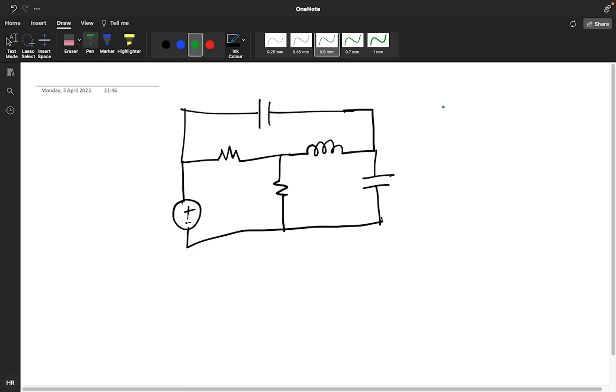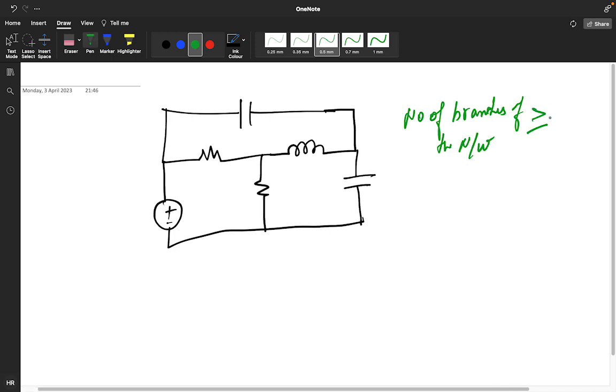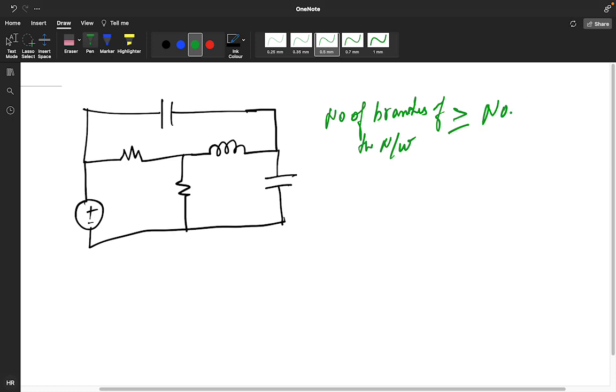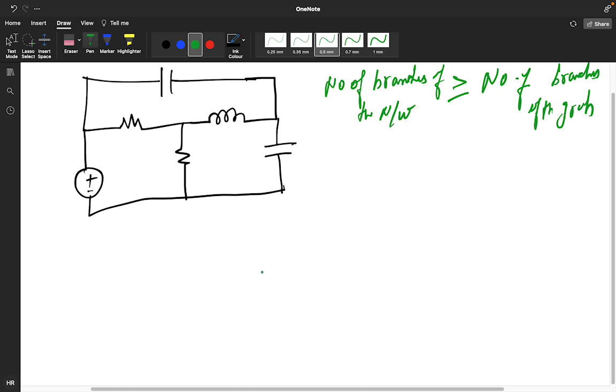Okay, but in a graph conversion, you always remember the number of branches of the network will always be greater than or equal to the number of branches of the graph.